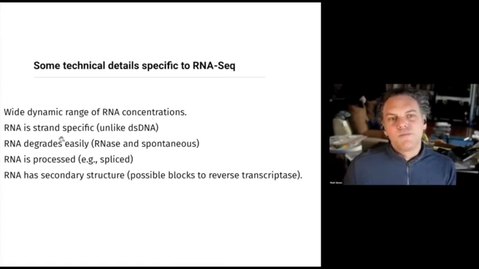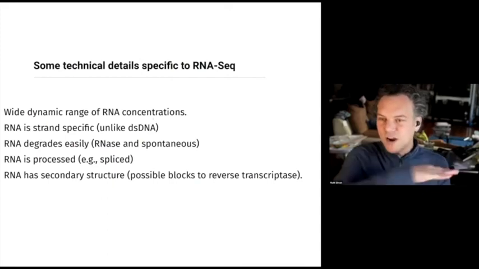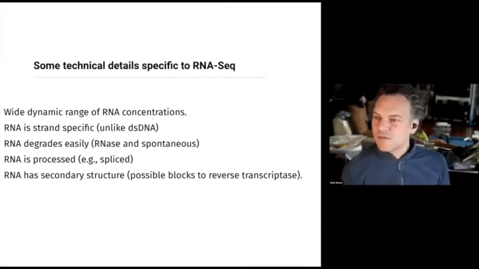Second is, unlike DNA, RNA is strand-specific, meaning we care whether you made the RNA from the Watson strand or the Crick strand, right? And so we do want to preserve directionality, whereas with DNA, we assume it's double-stranded, and therefore we don't care so much which strand we're sequencing.